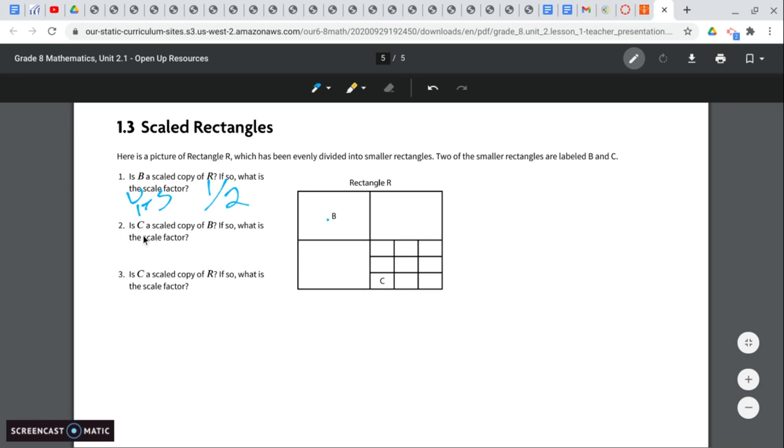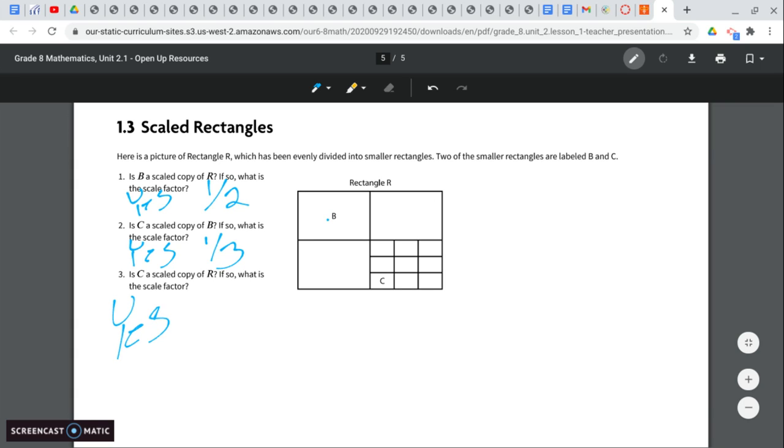So is C a scaled copy of B? So in comparison, let's see, we're cutting 1, 2, 3, and 1, 2, 3. So we're cutting each side in by 3 compared to B. So its scale factor would be 1/3. So yes, 1/3. And then is C a scaled copy of R? So is this little c a scaled copy of the whole entire rectangle? Yes.